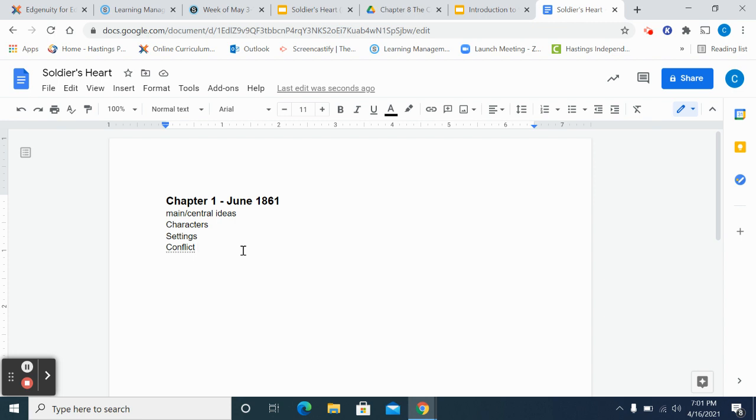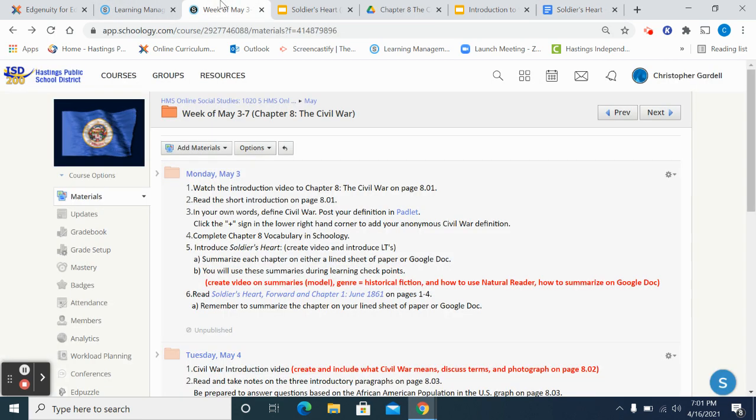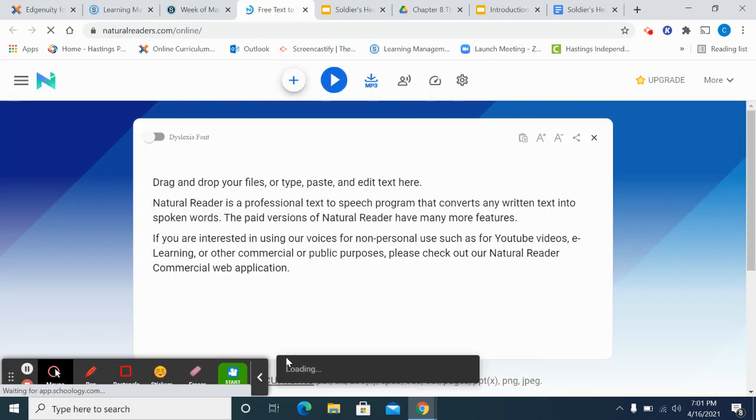So again, you can complete your summary on Google Doc or on paper and pencil. Now, some of you are wondering, well, where's the book? You can't give us a book. Where is it? Well, it's online, obviously. So where are you going to find that? You're simply going to click on the title of the chapter.